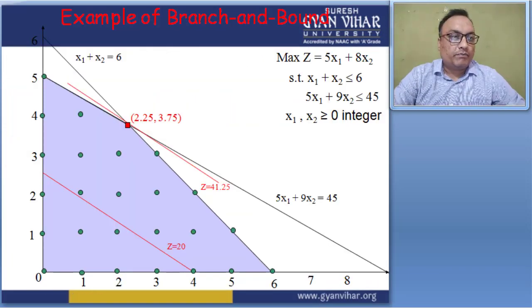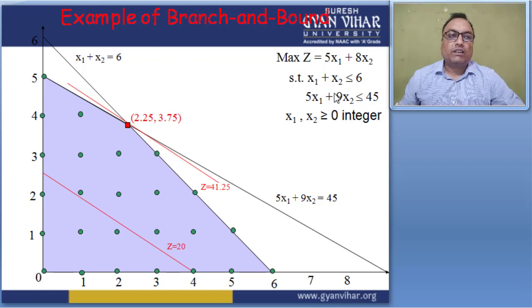Here is one example, referred to as branch and bound. What is the maximum function for this case? The maximum function is z equal to 5x1 plus 8x2, such that these two constraints are used. The first constraint is x1 plus x2 less than or equal to 6, and the second constraint is 5x1 plus 9x2 less than or equal to 45.